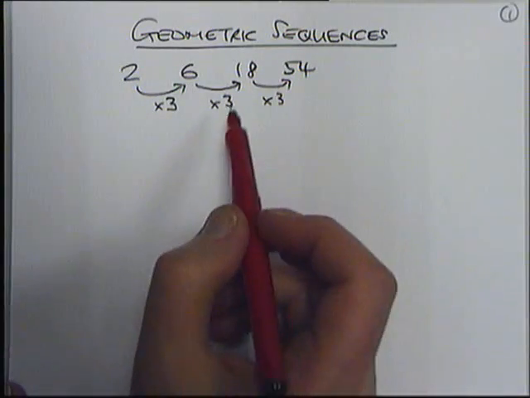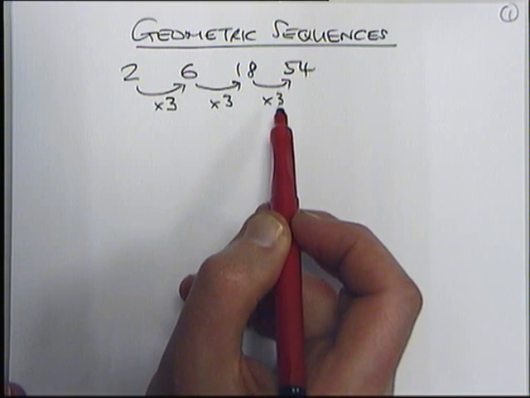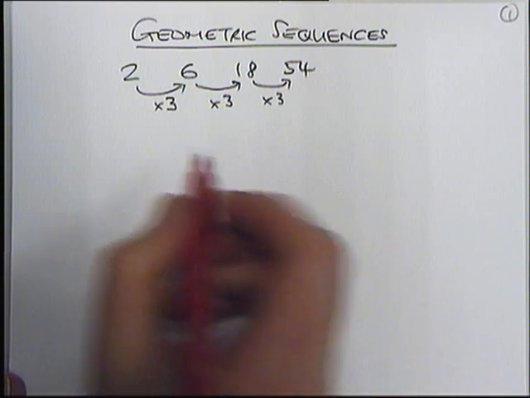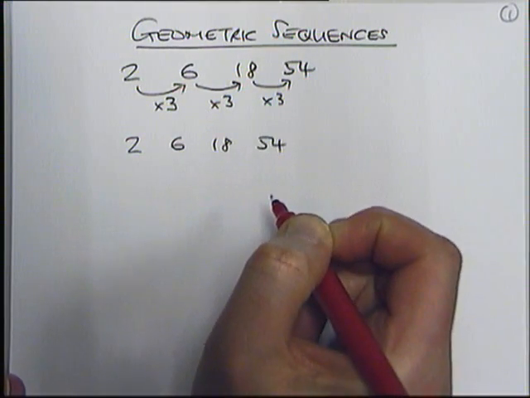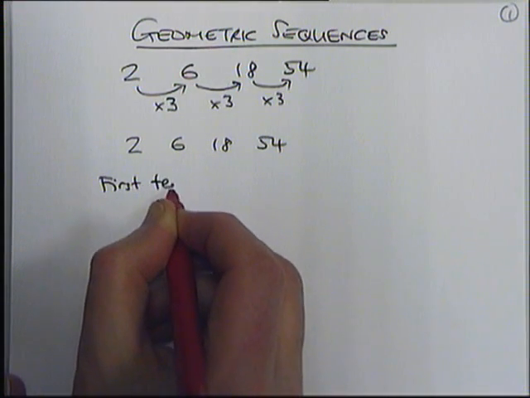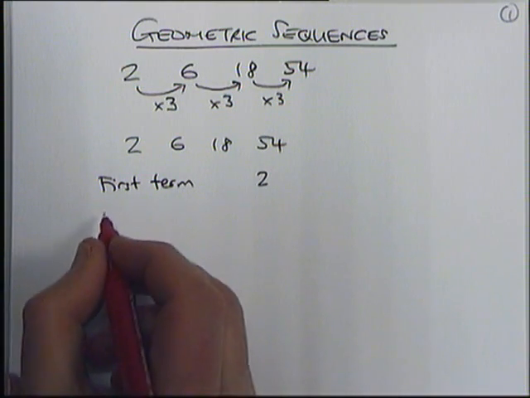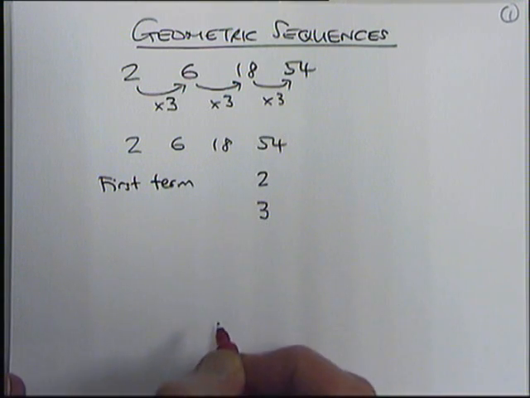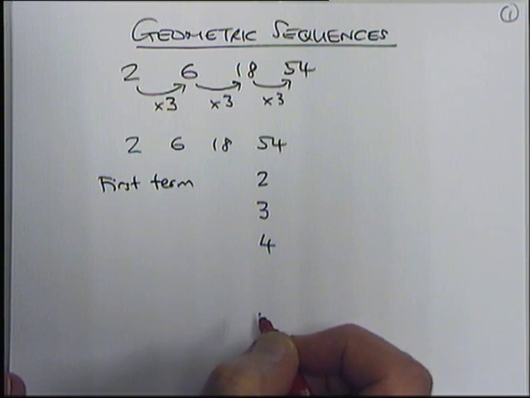So when you get a sequence of numbers and each number is the previous one times by something else, and it's the same rule everywhere, you've got a geometric sequence. So 2, 6, 18, 54 is a geometric sequence where the first term, the first number in the pattern, is 2, where what they're multiplied by each time is 3, and it's got 4 terms in the pattern.